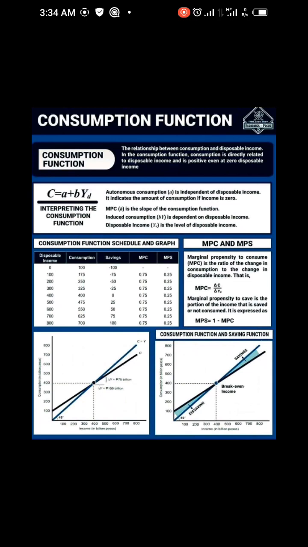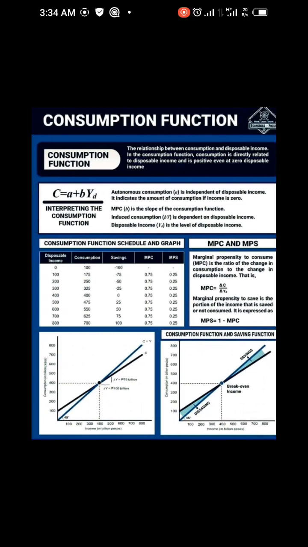The formula of MPC is just change in consumption over change in YD. I told you YD is the level of disposable income. While the formula of MPS is equal to 1 minus MPC. That is the constant formula of MPS. It's usually 1 minus MPC.